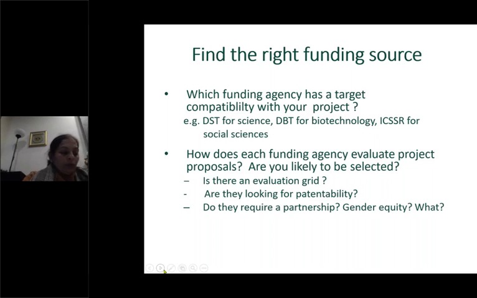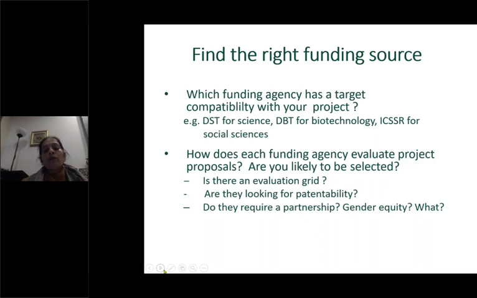So, like I told you, for science projects we look to DST, for biotechnology projects DBT, and for social science projects we look to ICSSR. And there are a lot of other funding agencies we can approach, which we'll discuss tomorrow, because I have a lecture tomorrow that's basically on how to get the funding, and which funding agency we should approach.